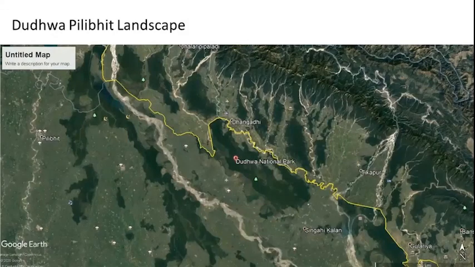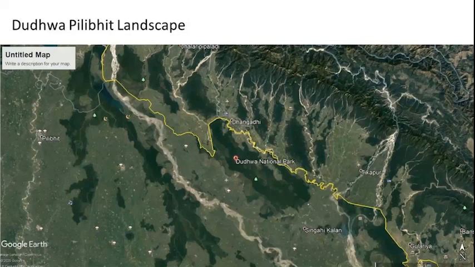Now Dudhwa Pilibhit landscape, as you see, look at Dudhwa. Dudhwa is a very linear park, a very narrow, long park, with no room, and there's a hard boundary. The sal forest of Dudhwa, the very famous sal forest of Dudhwa, ends and agriculture starts. And this is something that becomes prone to conflict, and more so when the crop is sugarcane.